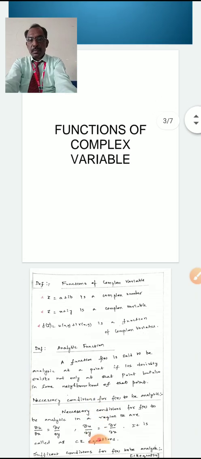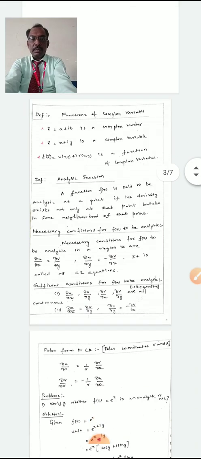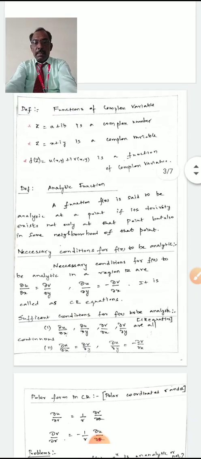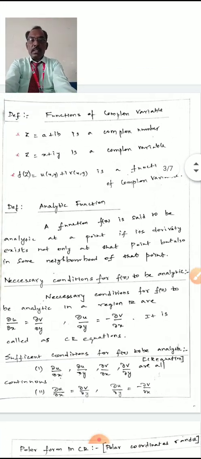Now we are going to discuss definitions of analytic functions and CR equations, and problems based on CR equations in this class. The first heading is functions of complex variable. Here z is equal to a plus ib is a complex number. a is a real part, b is an imaginary part, both are constants, so it is called a complex number.